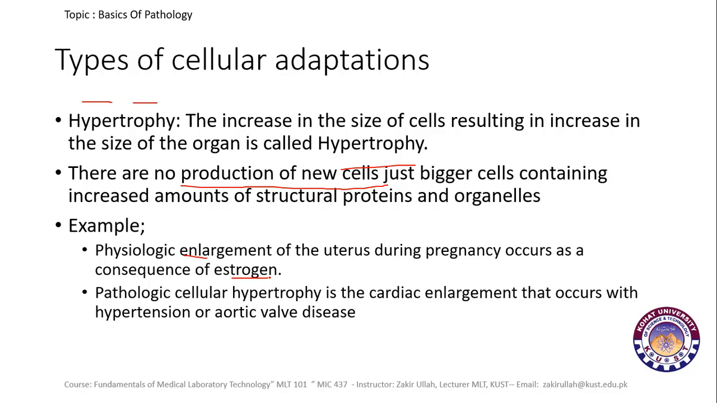So, this is an example of physiologic hypertrophy. And for pathologic hypertrophy, an example is cellular hypertrophy in cardiac enlargement that occurs as a result of hypertension or aortic valve disease. So, cardiomegaly occurs. Cardiomegaly is basically the enlargement of the heart. This is the pathologic example of hypertrophy.